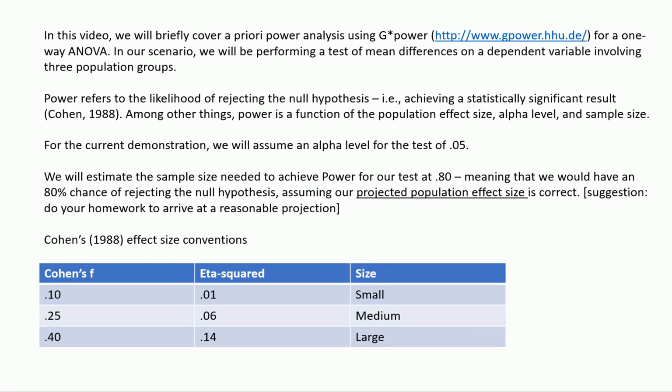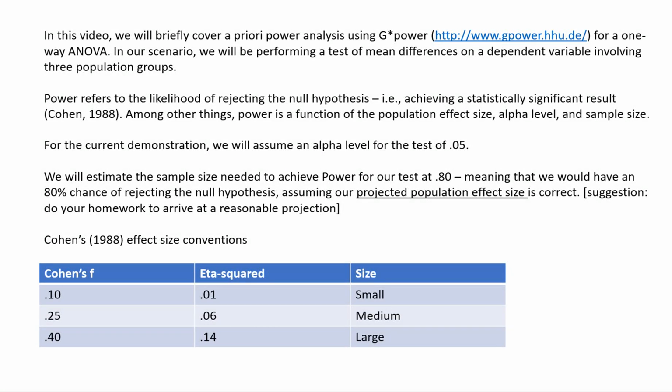Among other things, power is a function of the population effect size, alpha, and sample size. And when we're using G-power to carry out our analysis, what we're going to be doing is including a projected population effect size, an alpha level, and a sample. And what we're trying to do is arrive at a projection in terms of the sample size required to have a power with our test of a given level. Specifically, we'll be looking at 0.80.